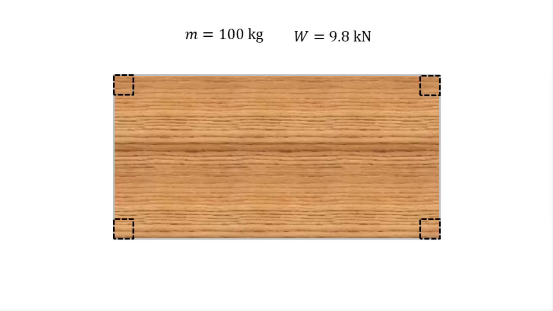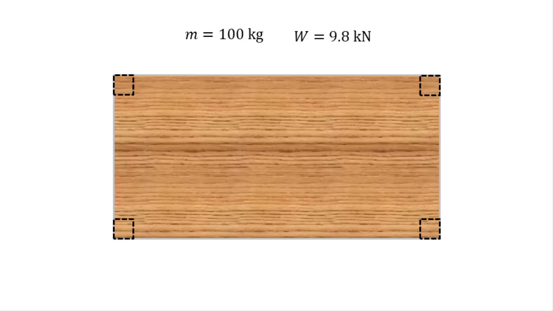How much weight is supported by each post? We can see intuitively that each post will support a quarter of the weight of the table, so 25 kilograms or 245 newtons. Let's see how tributary areas can provide an explanation to this.